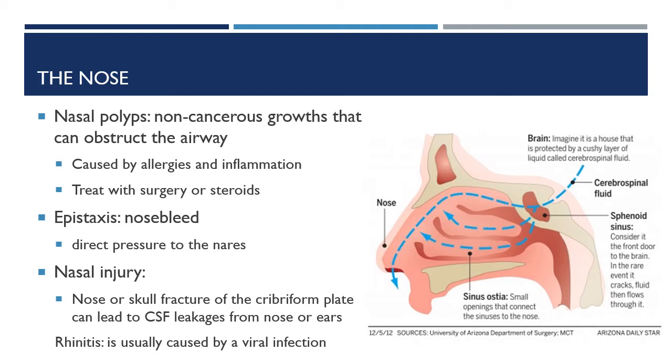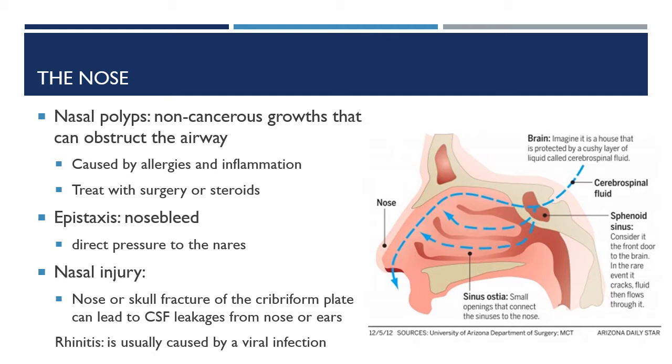Epistaxis is a nosebleed. And typically with a nosebleed, especially a nosebleed that's close to the nostrils, it's easily stopped by just applying pressure to the soft part of the nose. Okay, so direct pressure on the nares, not the bony part of the nose, but the soft tissue next to the nostrils, putting pressure there for 10 to 15 minutes usually stops most nosebleeds.